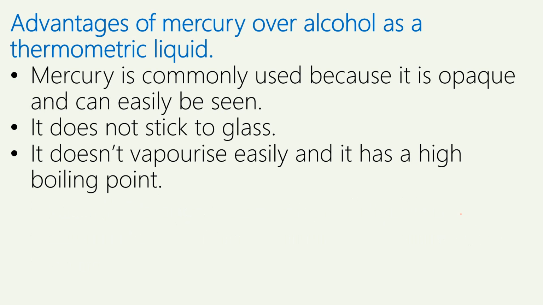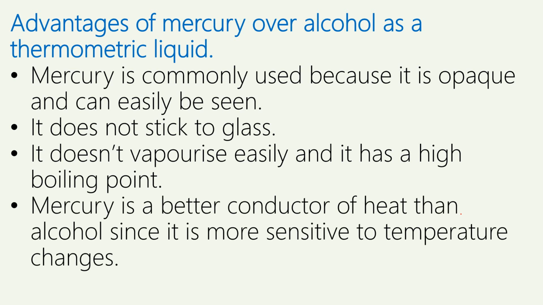So if someone wants to measure high temperatures using a liquid in glass thermometer, you will basically use a mercury in glass thermometer as compared to an alcohol in glass thermometer. Next, mercury is a better conductor of heat than alcohol since it is more sensitive to temperature. Hence, this should be hence, not since.